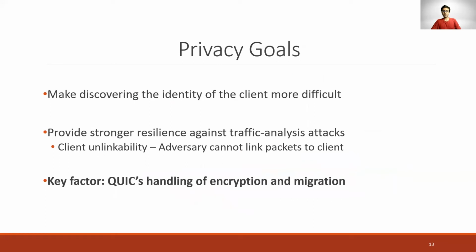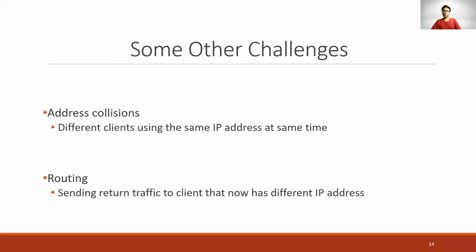Our privacy goals with this system are to make discovering the identity of the client more difficult and to provide a stronger resilience against traffic analysis attacks. To do this, we provide a property called client unlinkability. Essentially, an adversary should not be able to link packets to a particular client. The key factor in achieving this, once again, is QUIC's handling of encryption and its migration features. So let's talk about these challenges some more: the challenges of address collision and routing.